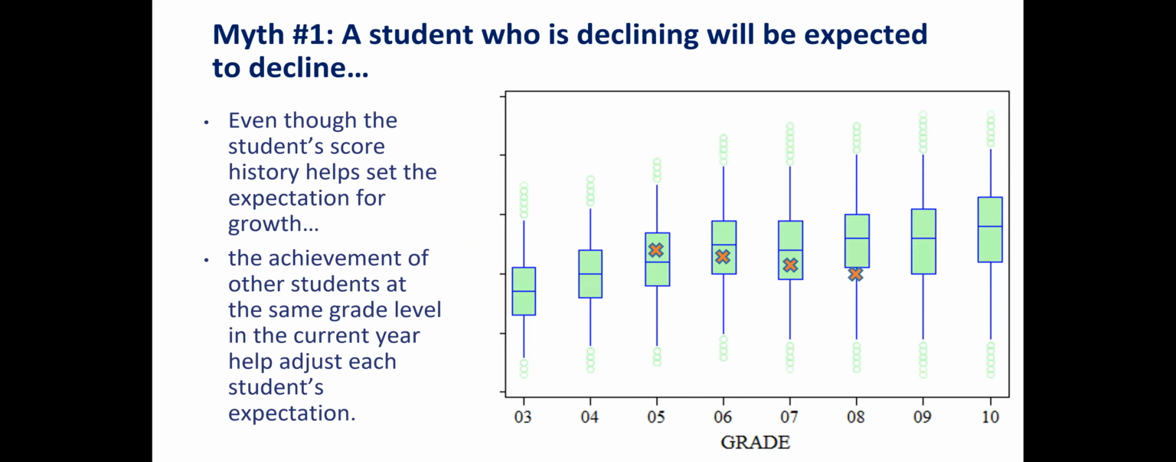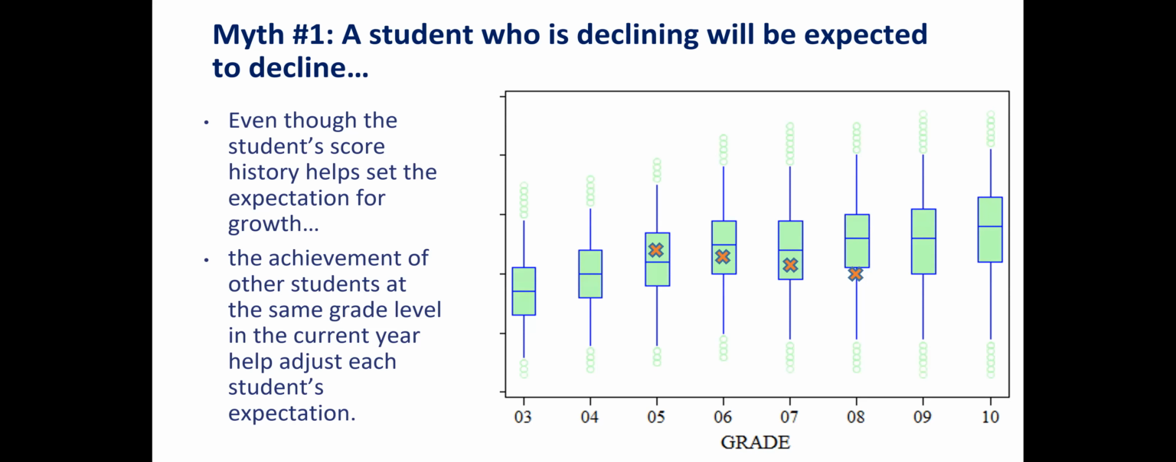There's a couple of myths that are out there that I just want to address really quickly. First myth is that a student who is declining will be expected to decline. Remember I mentioned that the score history is super important because it tells the student's achievement story. And every single student's achievement story is accounted for in this model. So literally we call it random. It has random intercepts, which means we allow for every student's beginning point to be wherever it is. We don't have an expectation that they're going to be average.